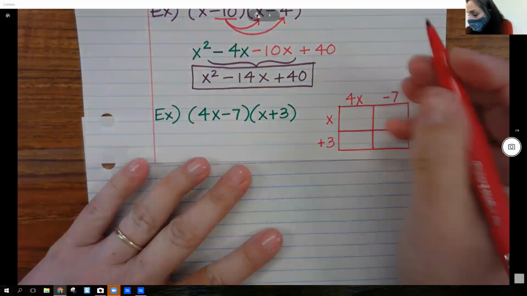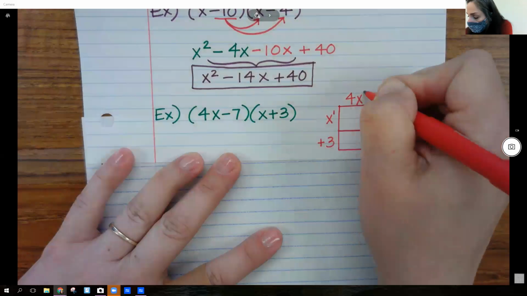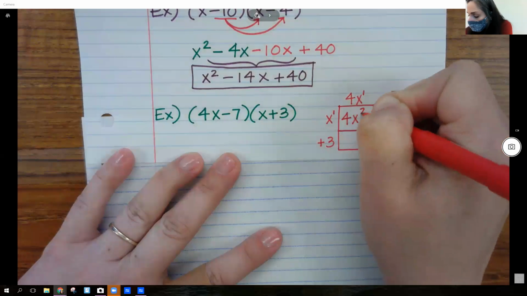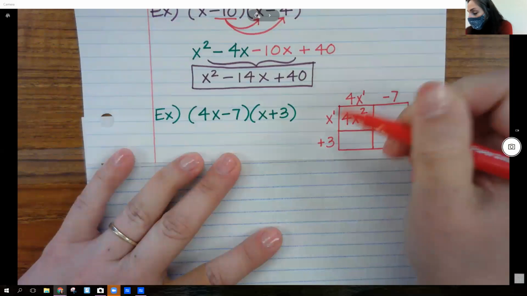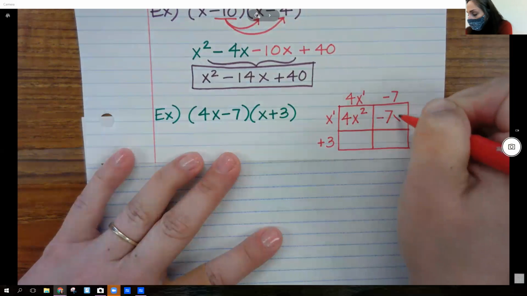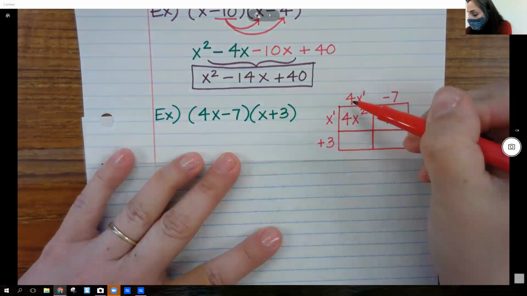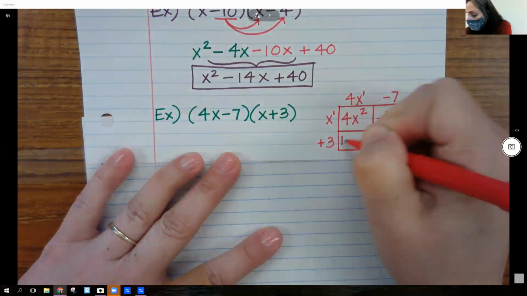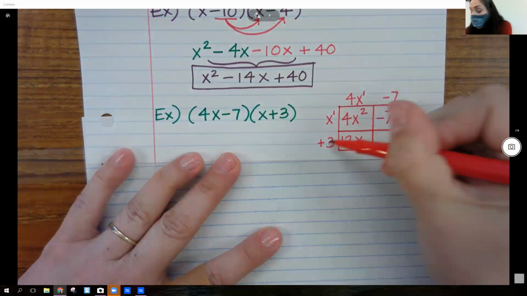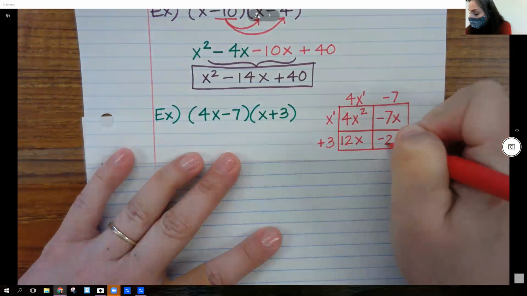So now you're going to fill in the boxes. X times 4x, remember there's little ones right here. X times 4x is 4x squared. X times negative 7 is negative 7x. 3 times 4x is 12x. And 3 times negative 7 is negative 21.